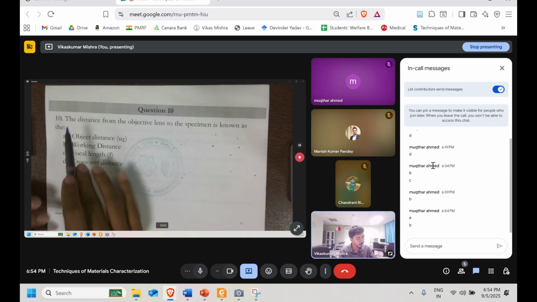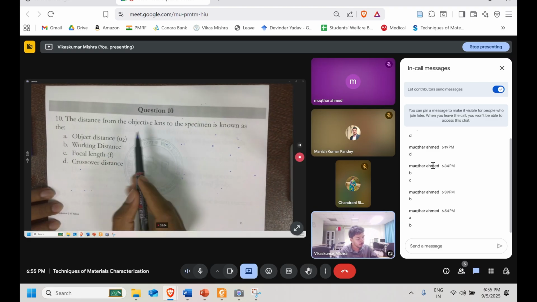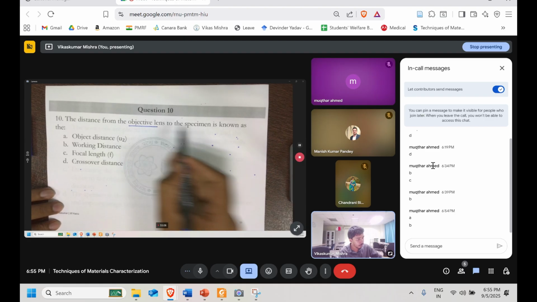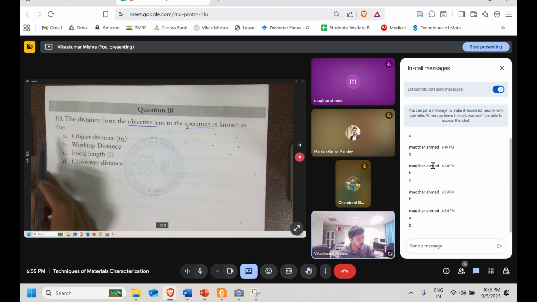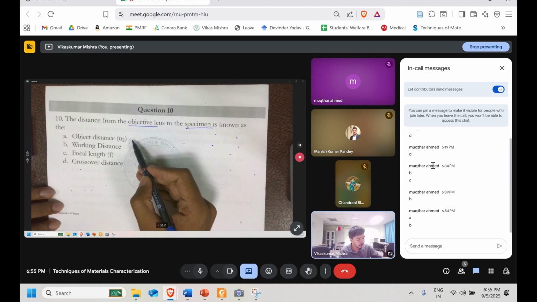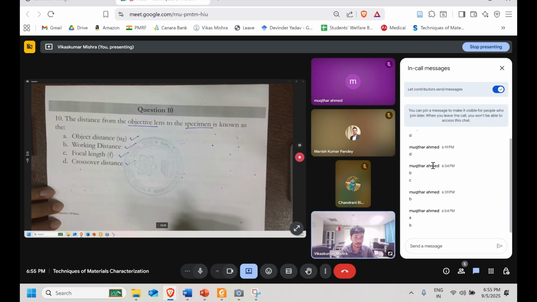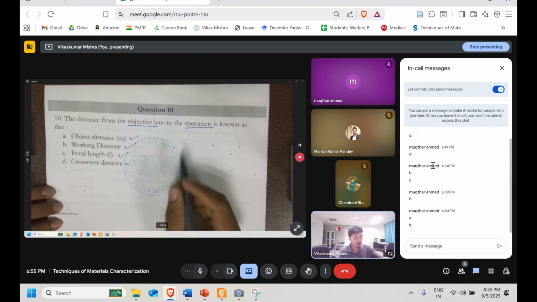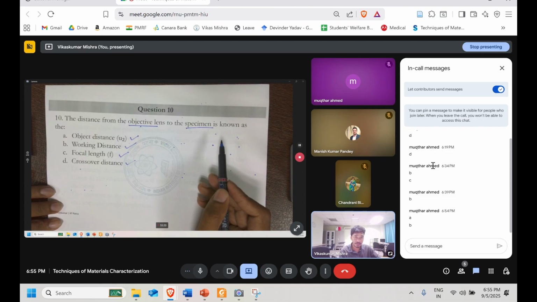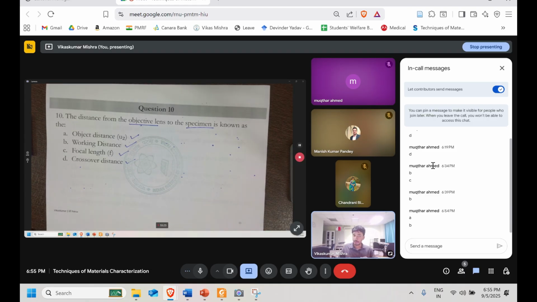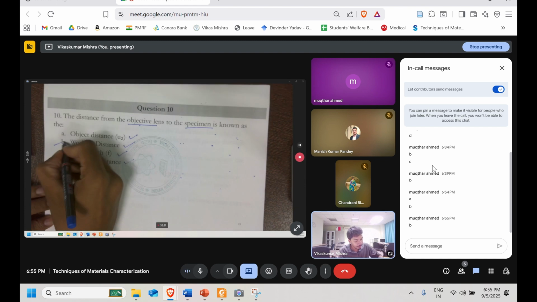The distance of the objective lens to the specimen is known as: object distance, working distance, focal length, or crossover distance? The distance between the objective lens and the specimen. What's the right answer? Very good. The right answer is option B.